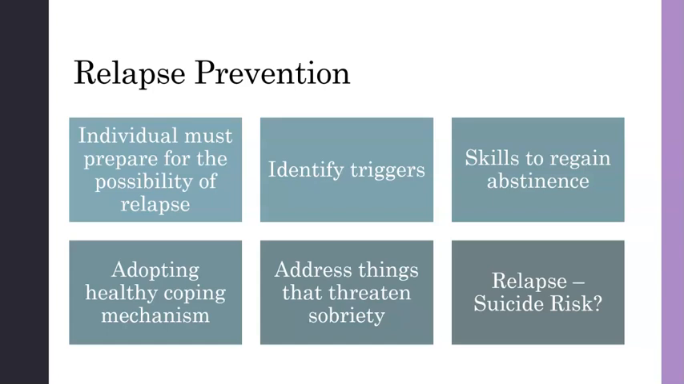Relapse prevention, we always have to look at what's going on. If you've been sober and you've been doing good, but you're about to go home and visit family and your family drinks a lot and there's peer pressure, right? You have to plan for that. We have to look at other coping mechanisms. If we are using substances to cope, what new things can we do?